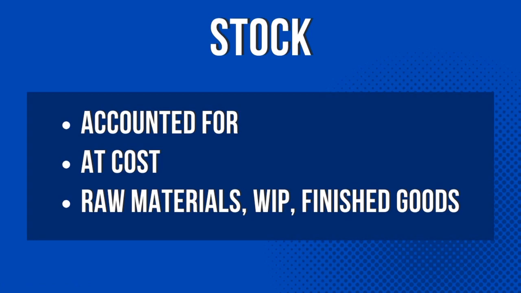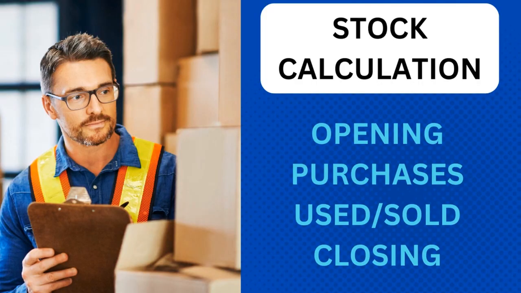So in this video, I will teach you all about stock adjustments and how to calculate stock and show that closing stock figure on the balance sheet, as already mentioned. So the stock calculation itself has 4 lines: opening stock, purchases or additions, stock used or stock sold, so stock disposed of, and then a closing stock figure.